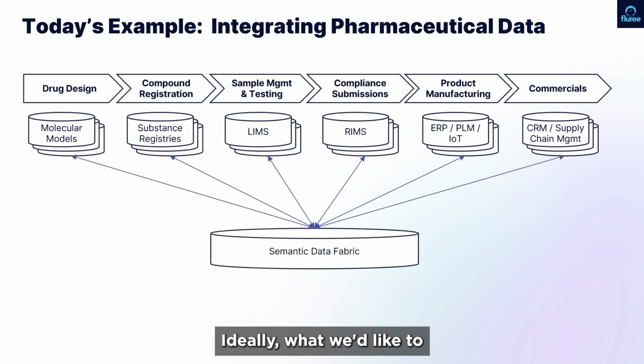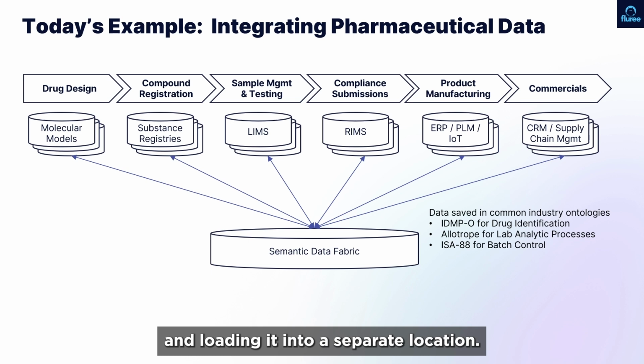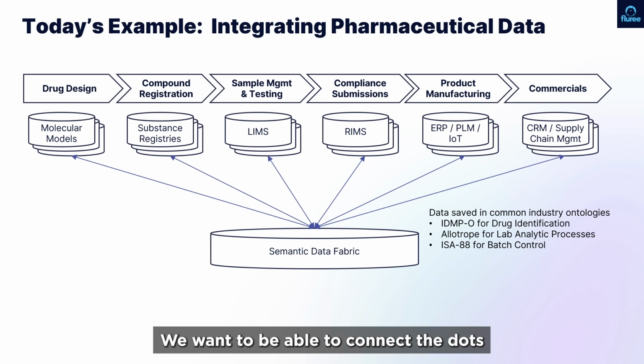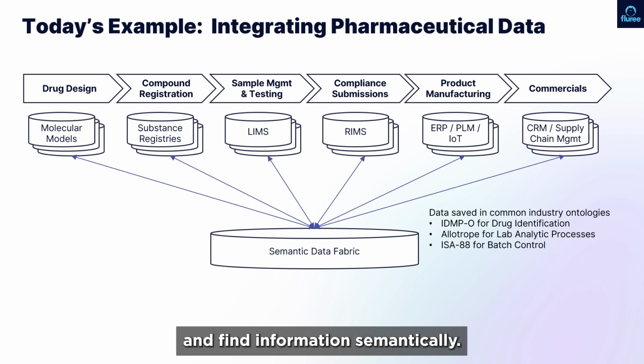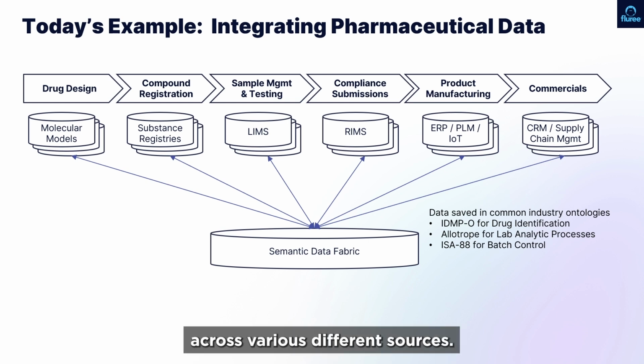Now, ideally, we'd like to take the information spread out across all these stores of information and bring it into a common knowledge fabric. The idea here is we're not physically moving data out of all these sources and copying it, or transforming it and loading it into a separate location. But we want to be able to connect the dots, and locate and find information semantically. In this case, we're going to start using some industry ontologies or industry glossaries to enable us to connect the information across various different sources.